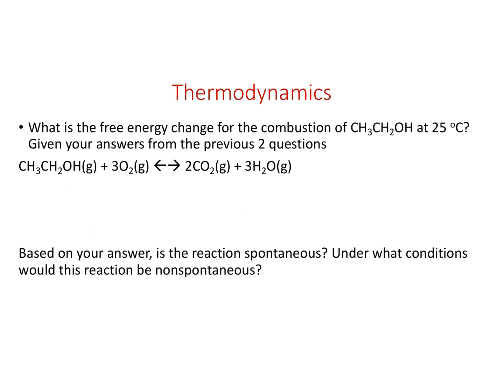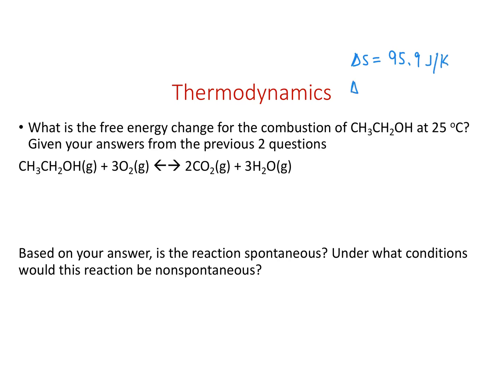So the last step of this calculation now, we're trying to find the free energy of this reaction. I know the entropy, I know the enthalpy, and now I can determine the free energy. So what is the free energy change for the combustion of ethanol at 25 degrees Celsius? And we need the answers from step 1 and step 2. So from step 1, my change in entropy was a positive 95.9 joules per Kelvin.